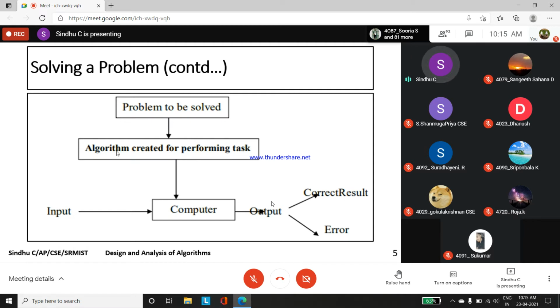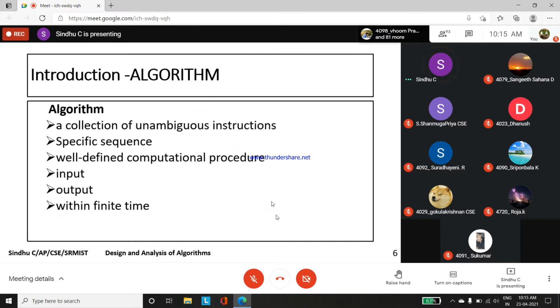And then you convert it into a piece of code and you feed it into the computer. Obviously, any problem should have a set of input, okay? And when you're feeding it into the computer, you get the output. Now, this output can be either correct or it can have an error, right? So these are the scenarios when you're creating algorithms. So as such, what is an algorithm? The default definition is it is a set of unambiguous instructions, right?